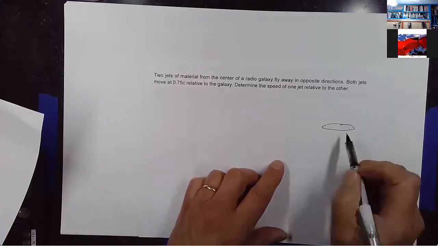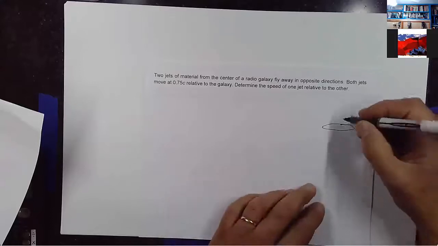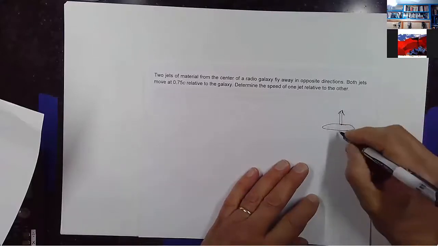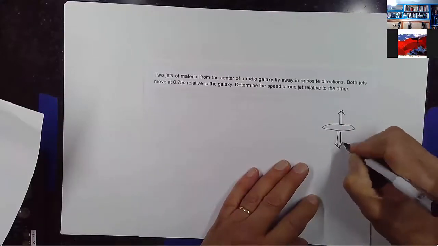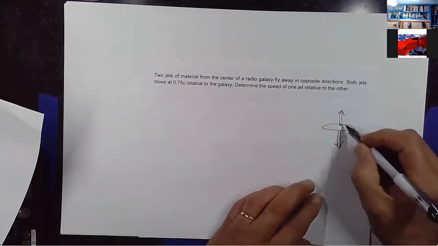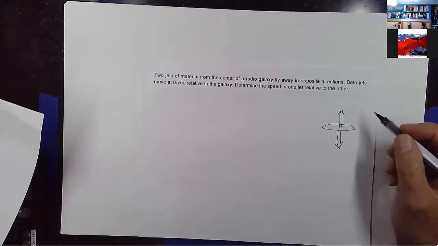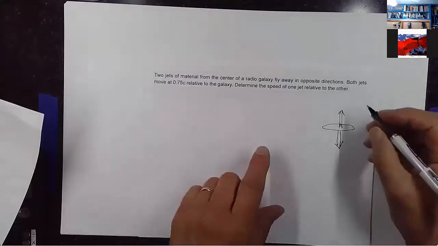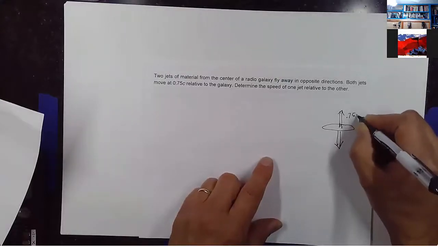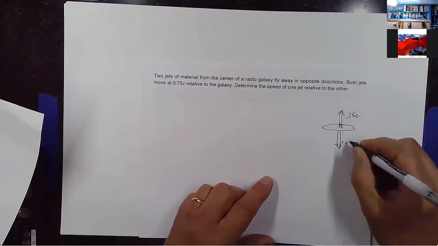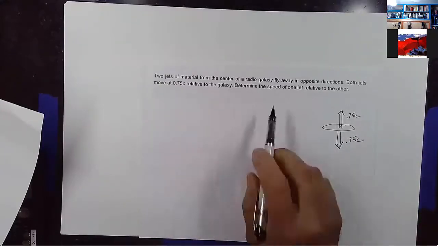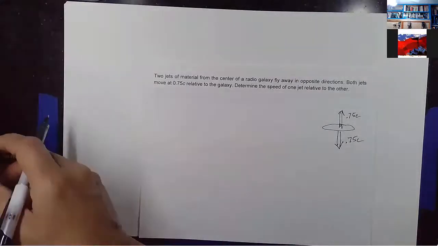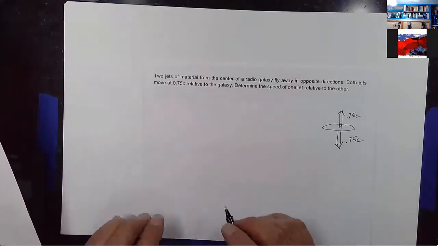So picture-wise, imagine that it's a spiral galaxy, perhaps. There's a jet of material that's coming out of the plane of the galaxy, probably from about the center of the galaxy. Could be a supermassive black hole that's generating those jets of material. But anyway, they're each going at 0.75 C relative to the galaxy. And we want to determine the speed of one jet relative to the other. So it's just kind of a relative motion thing.